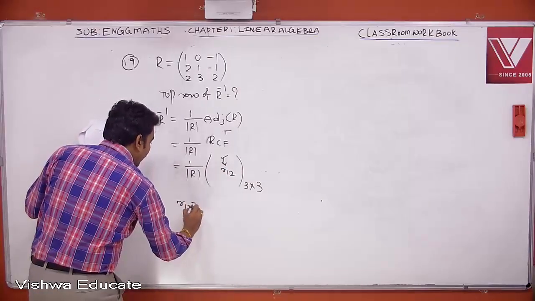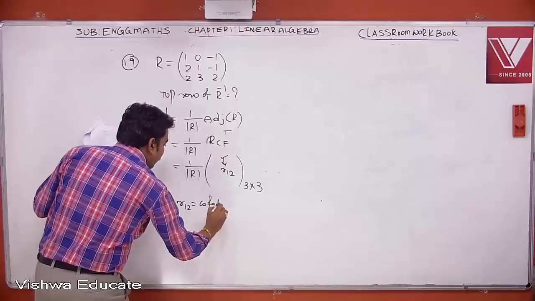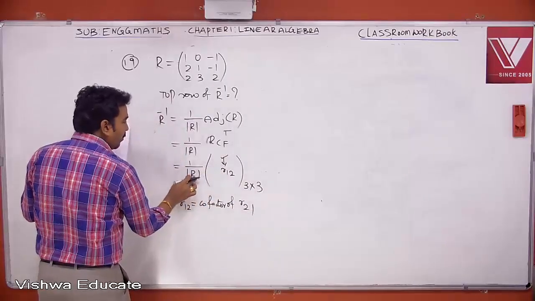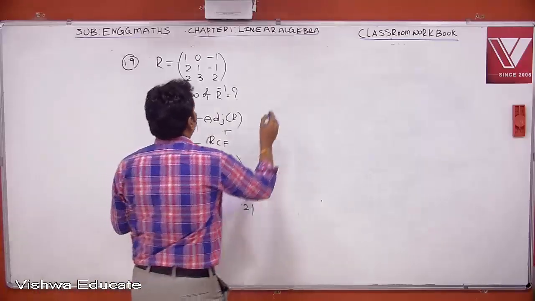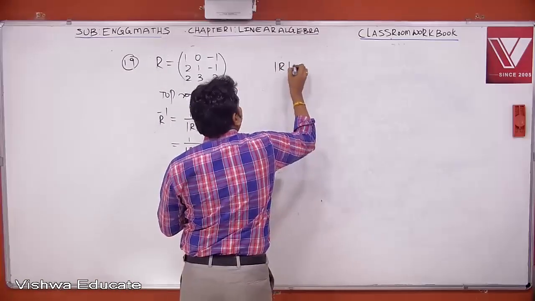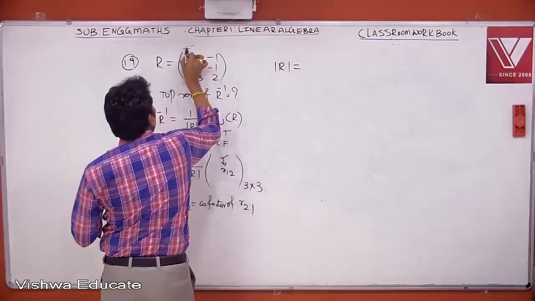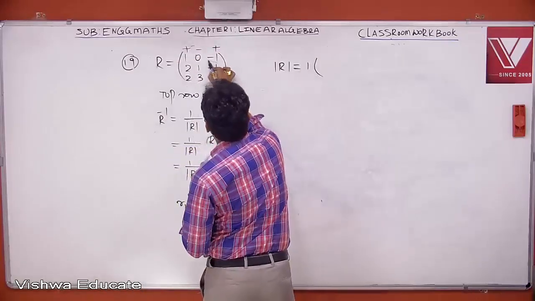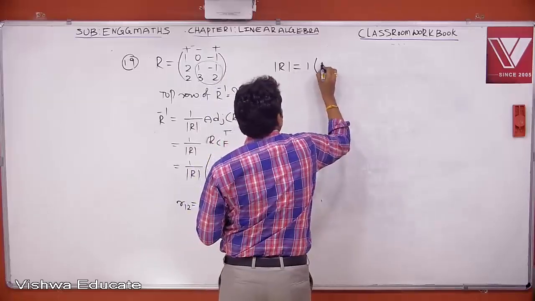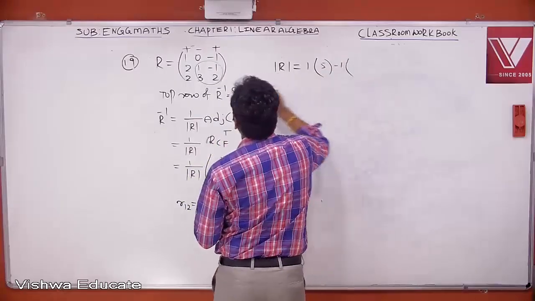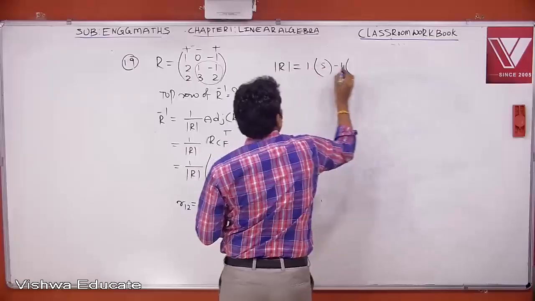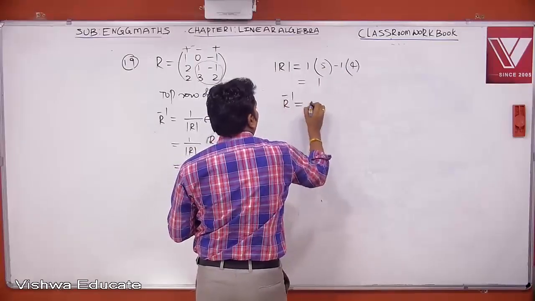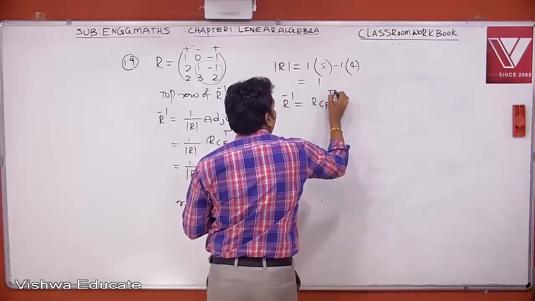So this R12 is equal to the cofactor of R21. Of course, it has to be divided by det R. Now let us find the det of this matrix R. Expand by using the first row, plus minus plus. So 1 into det of this matrix, 2 plus 3, this is 5, minus 1 into 2 into 3, 6 minus 2, this is 4. So it is 1. Therefore, R inverse equal to RCF transpose directly.